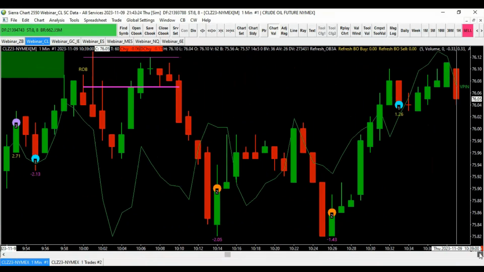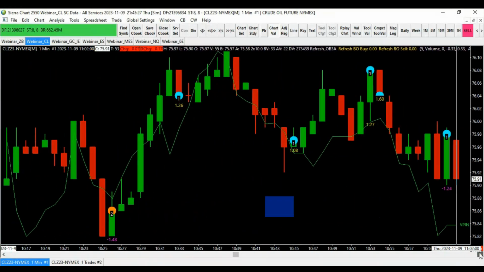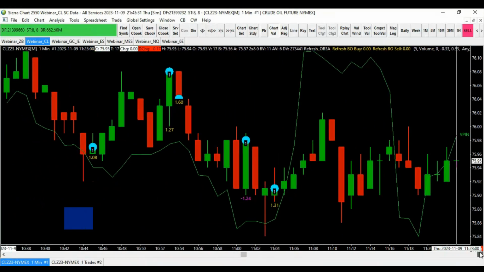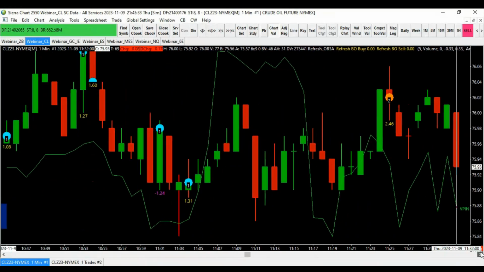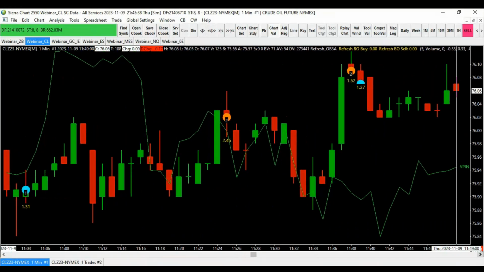Okay, let's see. Not a lot of ROB trades on CL today. I think some of the other indicators would have given you more signals.